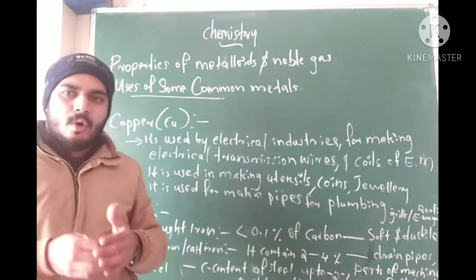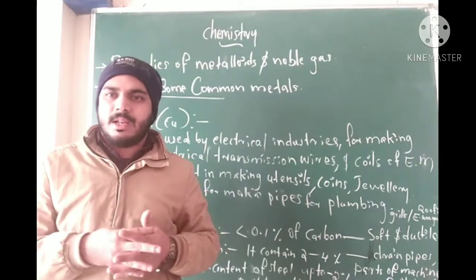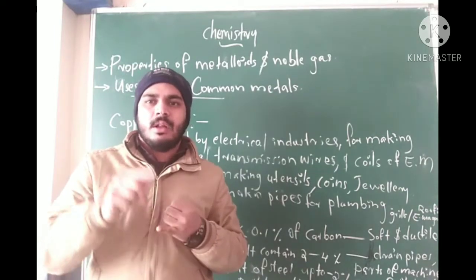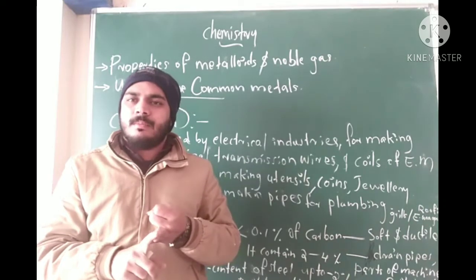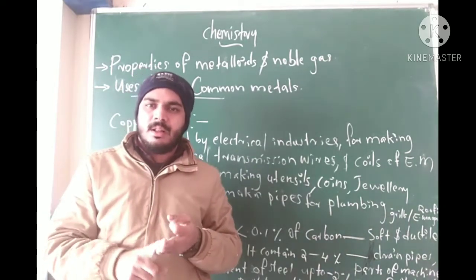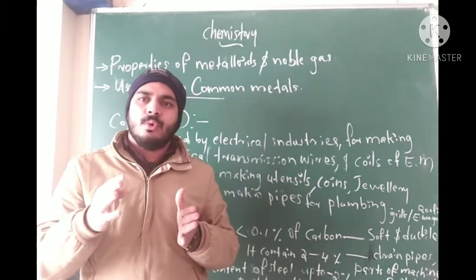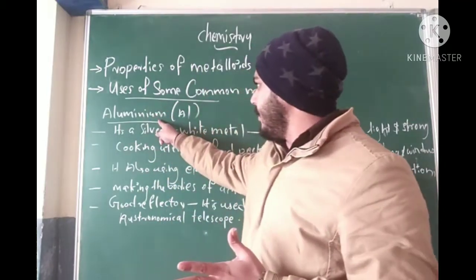Okay, I hope all of you understood this topic. Iron is classified into three categories according to carbon content. The first one, wrought iron, having less than 0.1% carbon. Second, cast iron, having 2 to 4% carbon content. And third, steel, having carbon content up to 2%. And the next metal, aluminium.